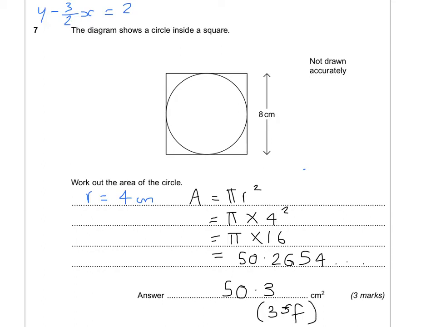It's worth noting that an answer of 16 pi would also have been acceptable in this question because it doesn't specify a particular degree of accuracy to which we have to round our final answer.